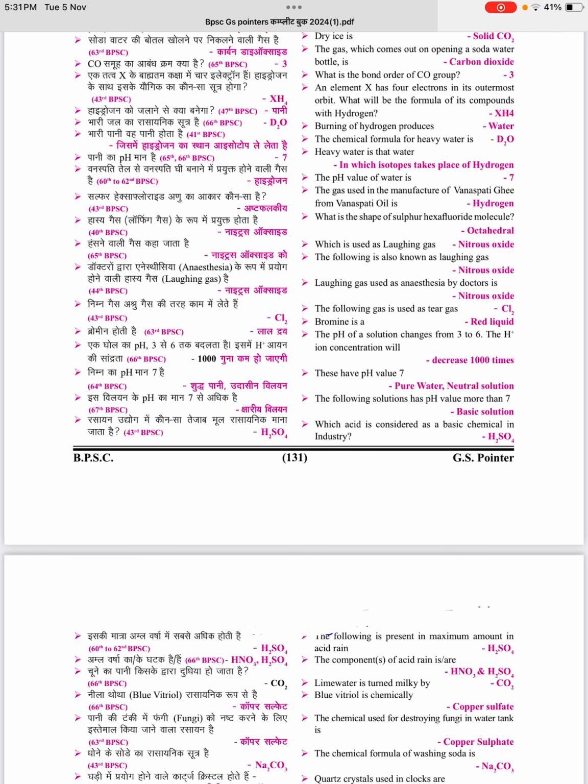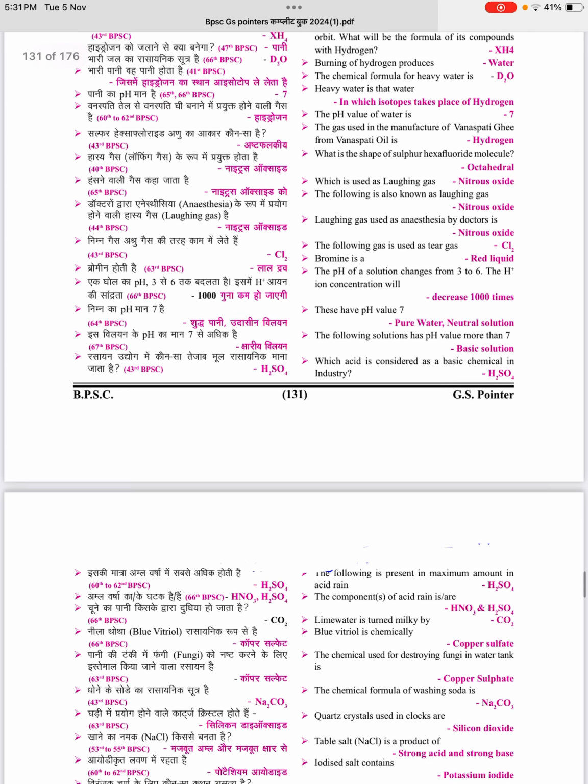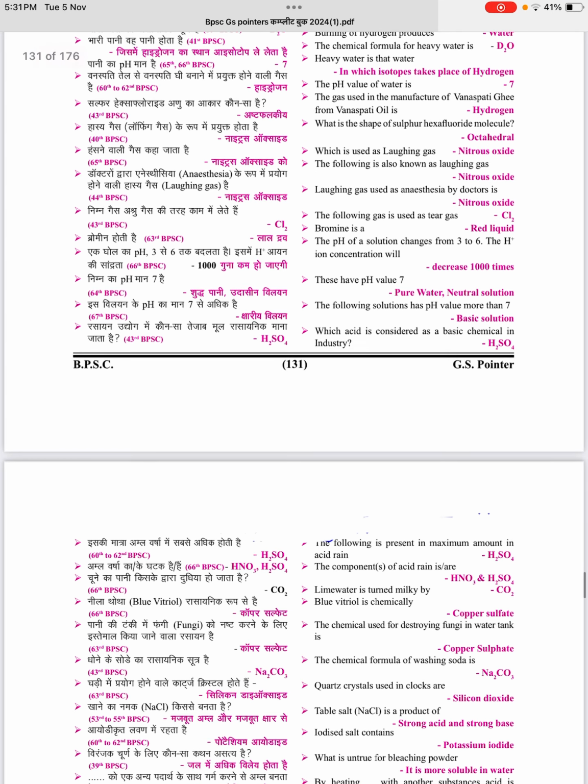What is the bond order of the carbon-oxygen group? 3. An element X has 4 electrons in its outermost orbit. What will be the formula of its compound with hydrogen? XH4. Burning of hydrogen produces water. Chemical formula for heavy water is D2O. Heavy water is water in which an isotope takes the place of hydrogen.